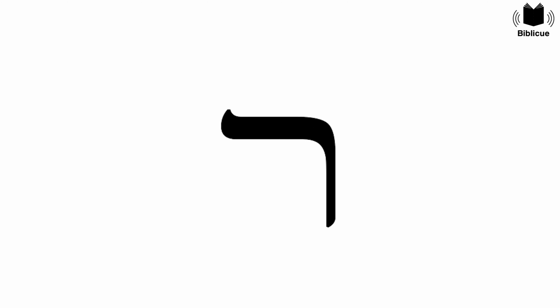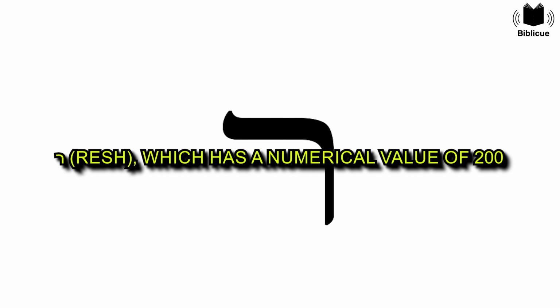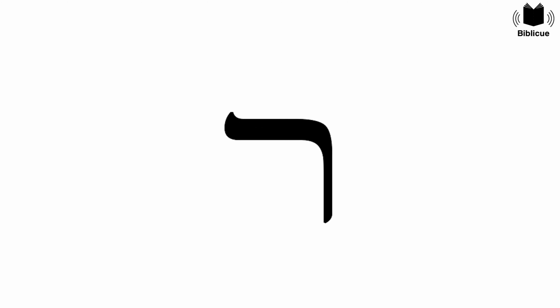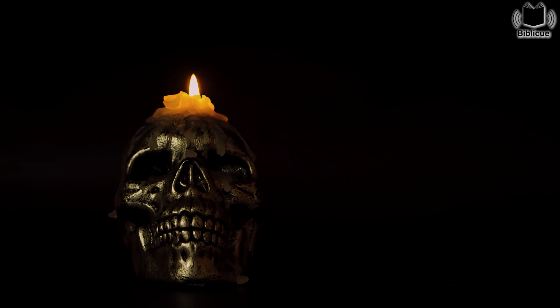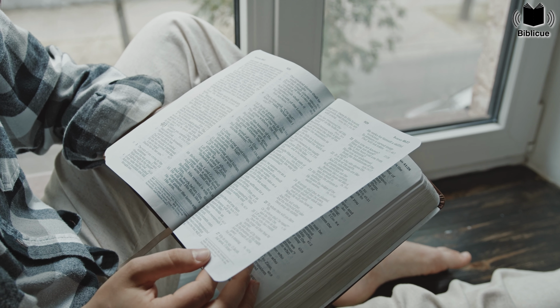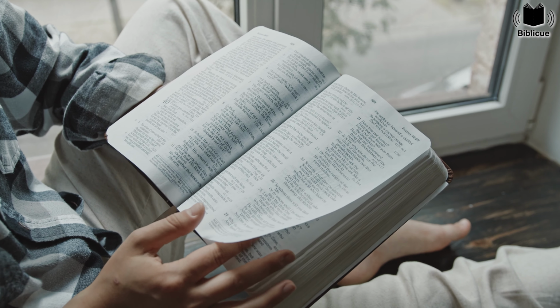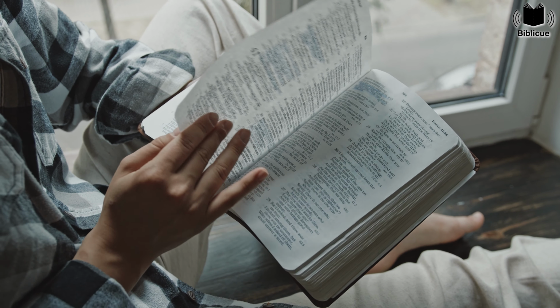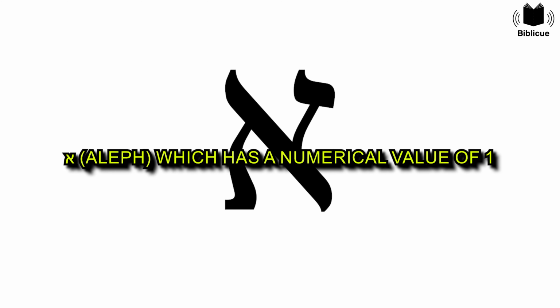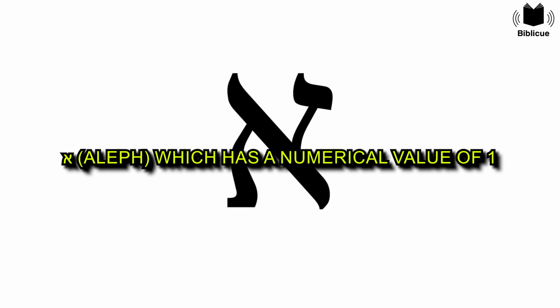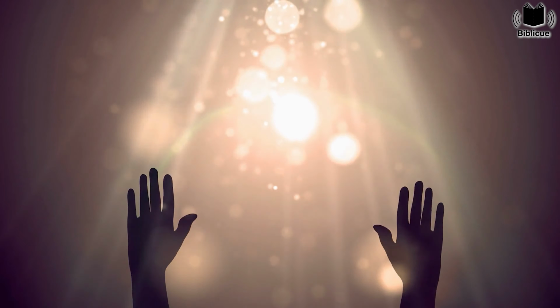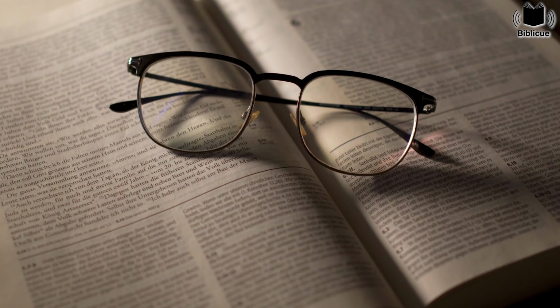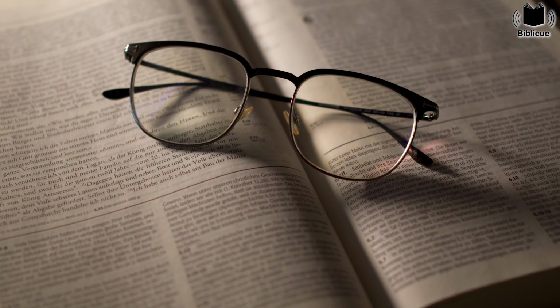The second letter is resh, which has a numerical value of 200. It also represents a head or a person, as well as evil or wickedness. In Aramaic, this letter is pronounced as resh. The third letter is aleph, which has a numerical value of 1. It also represents God or the Father, as well as strength or power. In Aramaic, this letter is pronounced as aleph.